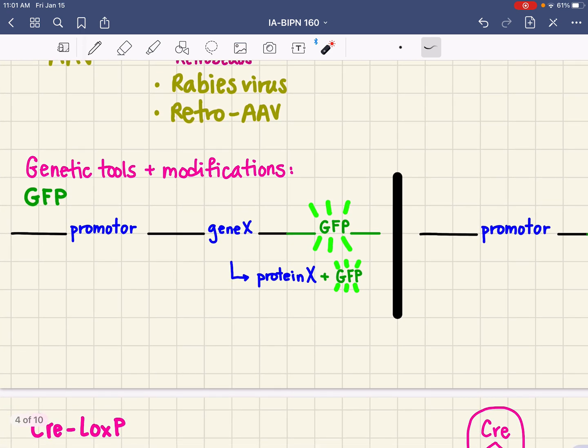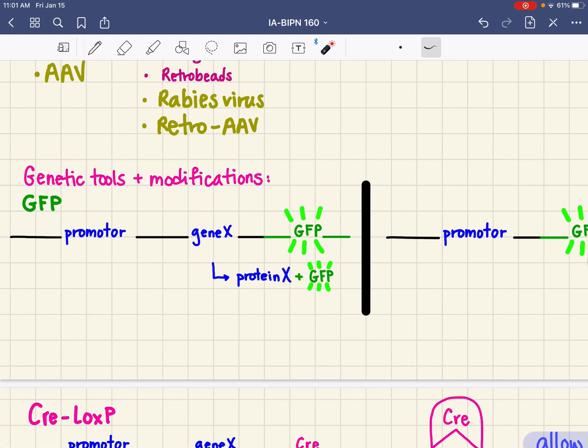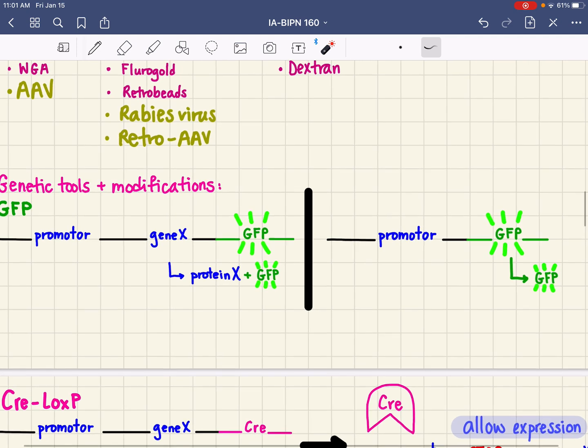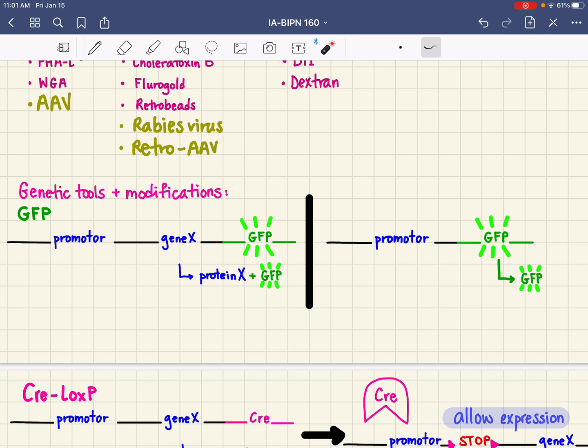Okay, now let's move on to genetic tools and modifications that allow us to again visualize the neuroanatomy of the brain. So the first protein or tool that we talked about is the GFP. GFP stands for green fluorescent protein.